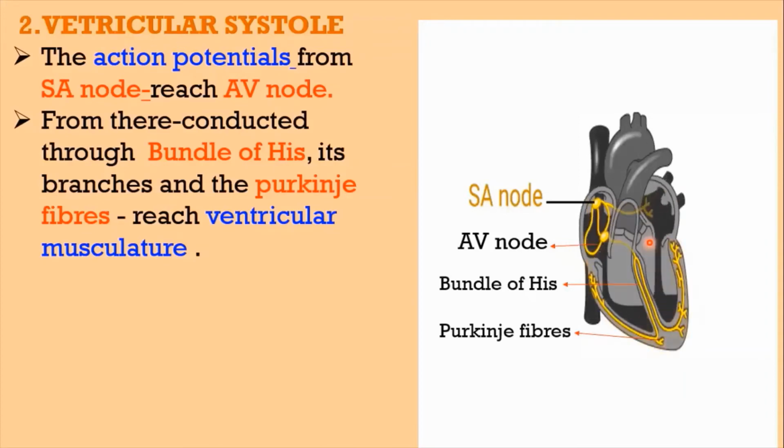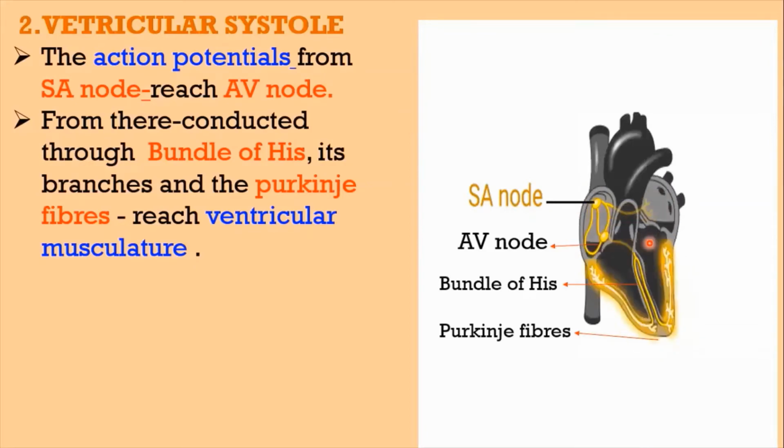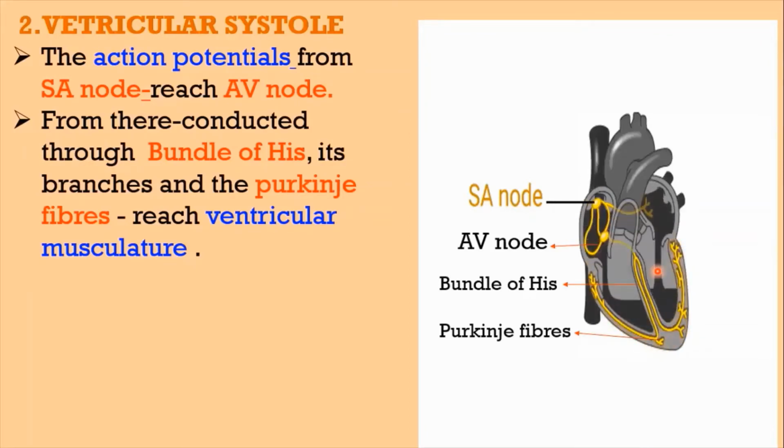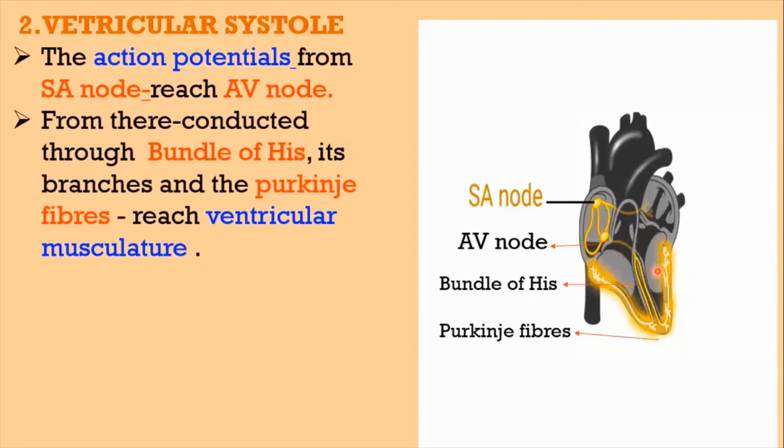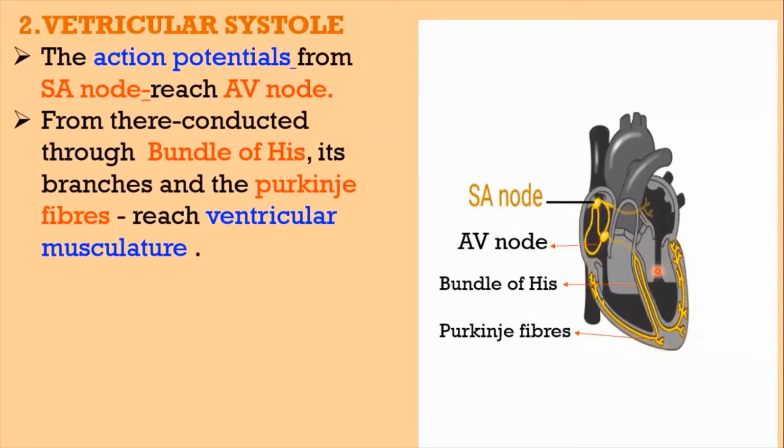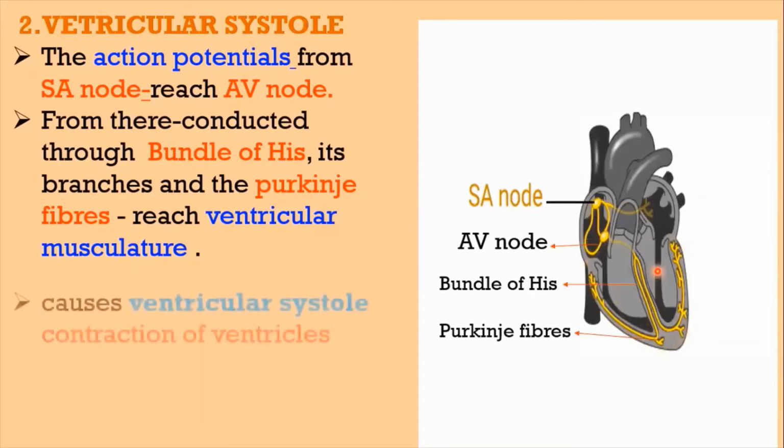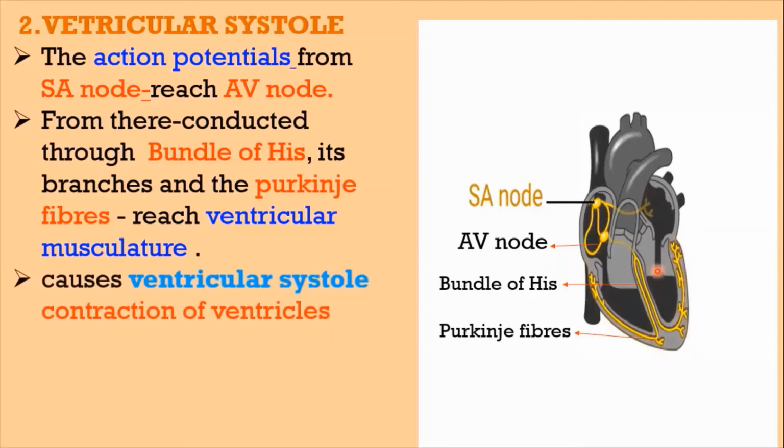When the action potentials reach the AV node, they are conducted through the bundle of His, its right and left branches and Purkinje fibers, and finally reach the ventricular musculature. When these action potentials reach the ventricular musculature, they cause the ventricular systole, the contraction of the ventricles. It lasts about 0.3 seconds.